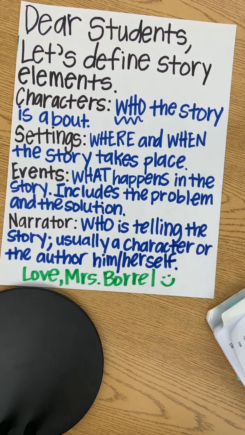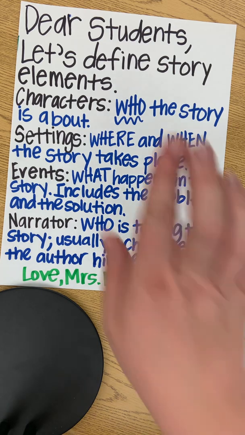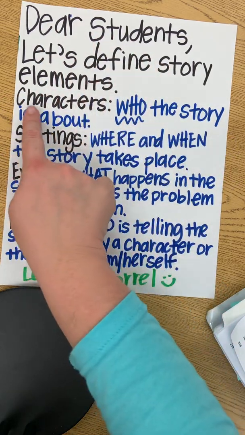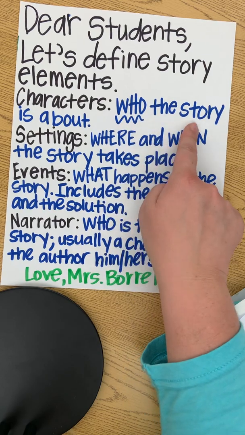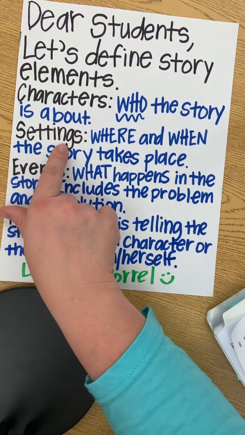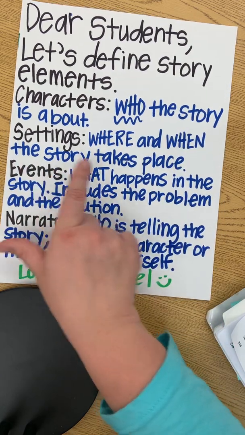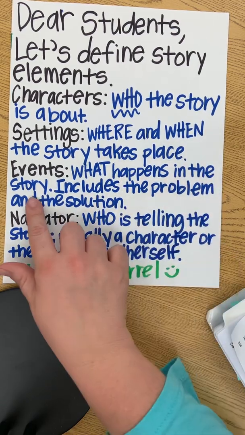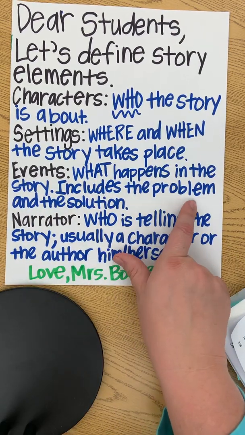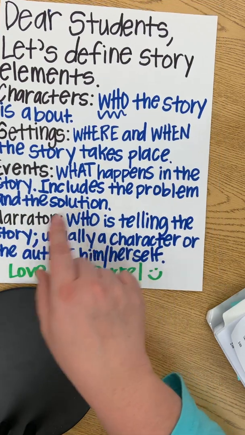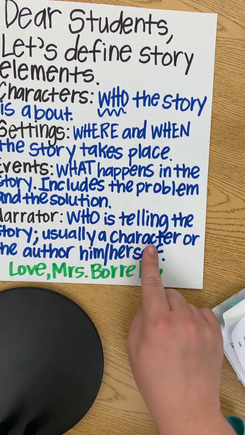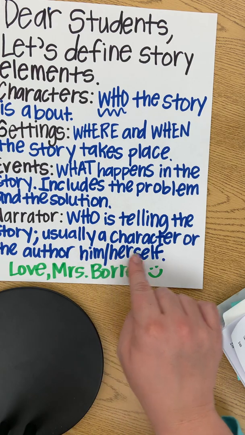today's message, we've gone over story elements and learned what it means for the story elements. So we have, dear students, let's define story elements. You have characters, that's the who the story is about. We have settings, where and when the story takes place. We have events, what happens in the story. This includes the problem and the solution. Then you have a narrator. That is who is telling the story. Usually a character or the author, him or herself.